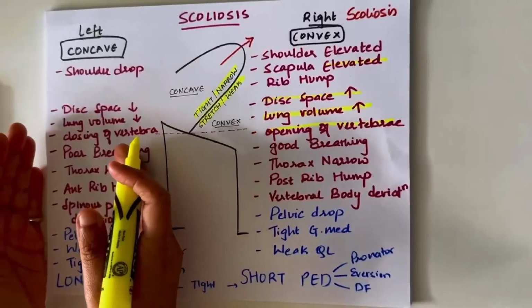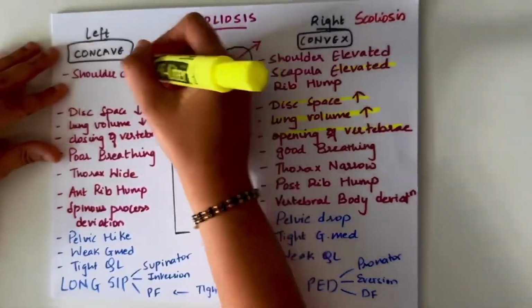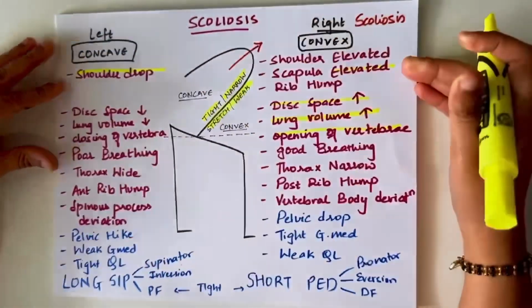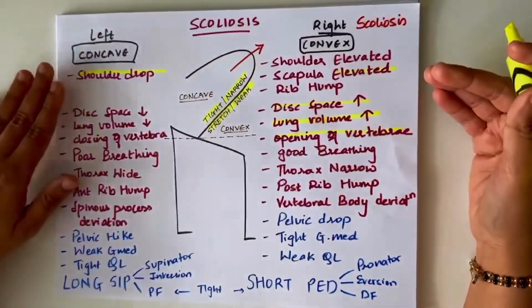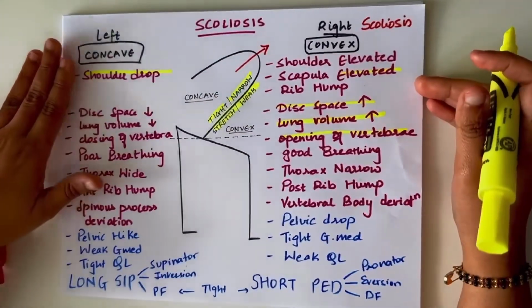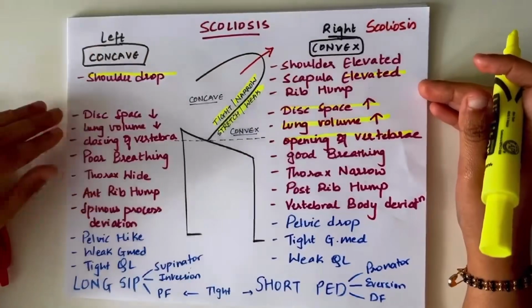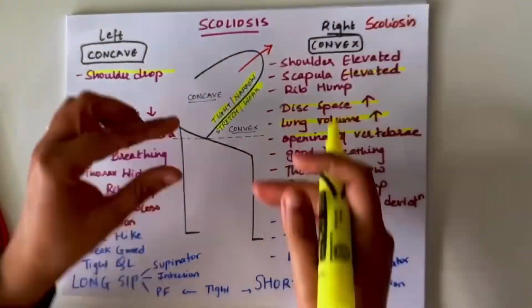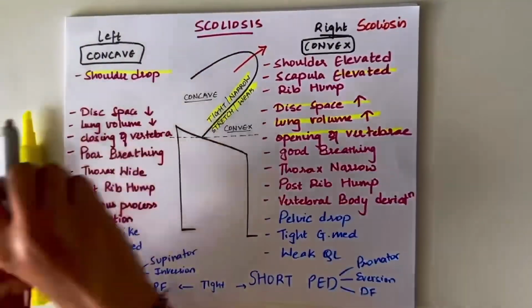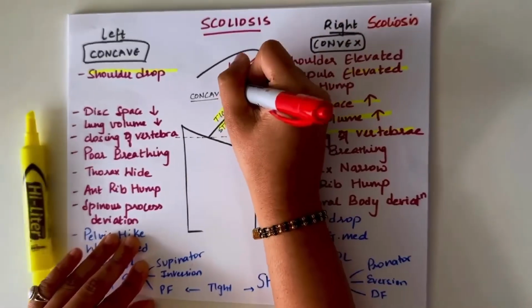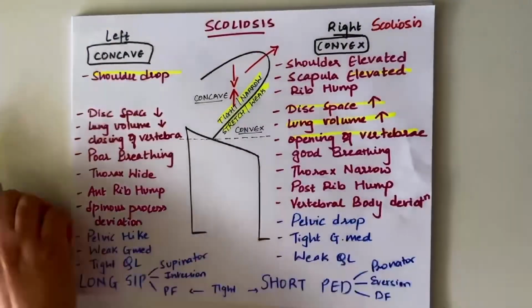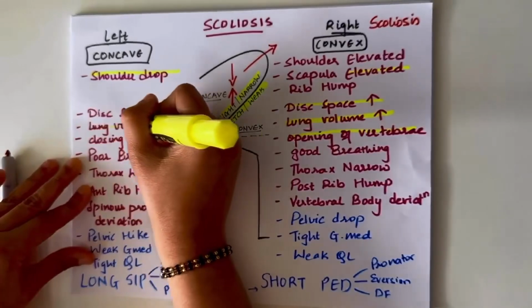Similarly, if we just see on the concave side, you will have a shoulder drop. So here you have the elevation of the shoulder, whereas here you have a drop in the shoulder, and you will have the scapula being dropped down. Disc space reduces because of the concavity, in which here your space shrinks. Disc space is reduced, you will have a decrease in your lung volume.